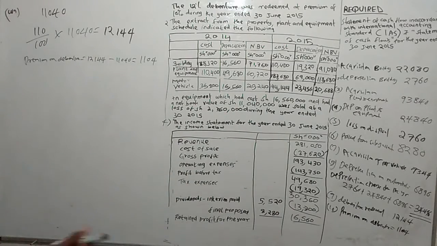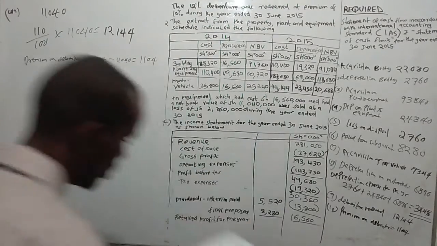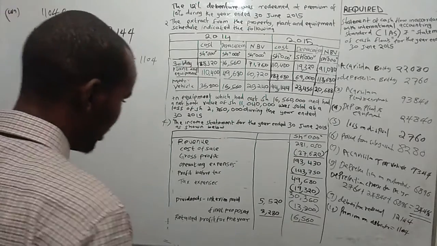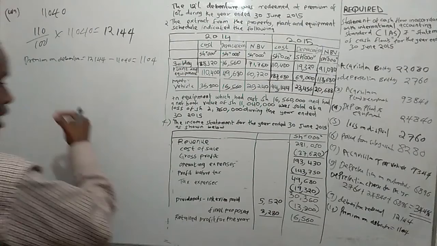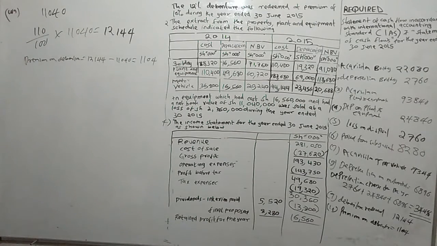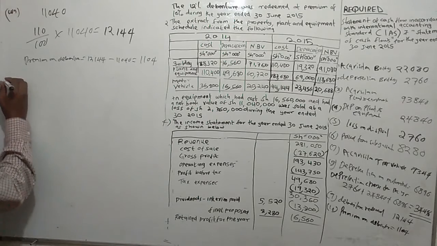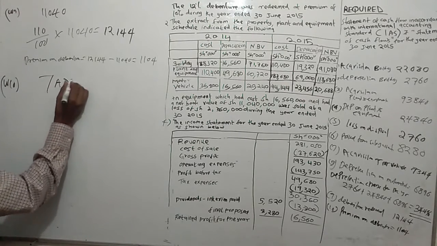Let's go to the next working. We are done with the debenture and the assets. If I go back to the question, remember we are having taxation. We have the tax expenses, and also we are given the tax brought down and carried down. So let's have working number 10 as taxation account.